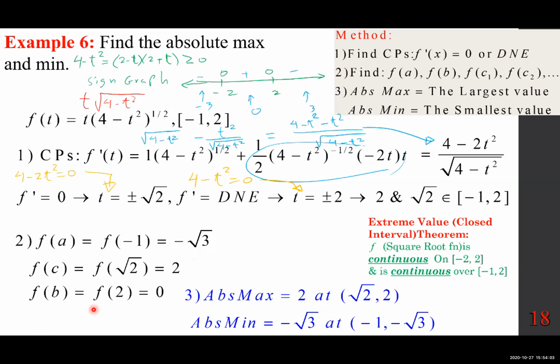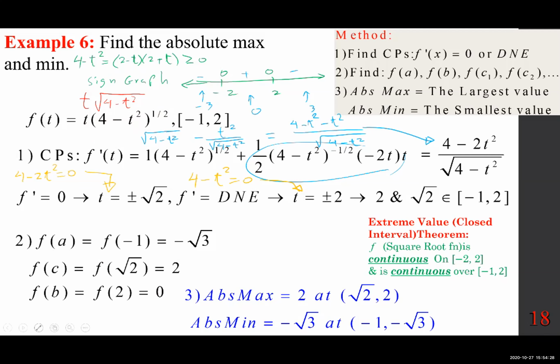I quickly explain number 2 because it's the fastest. I hope you see that if you plug in 2 here, 2 squared is 4, 4 minus 4 is 0, everything goes to 0. For -1, if you plug in -1 here, class, this becomes 1, 4 minus that becomes 3, so that is the square root of 3, and remember t is -1 here.